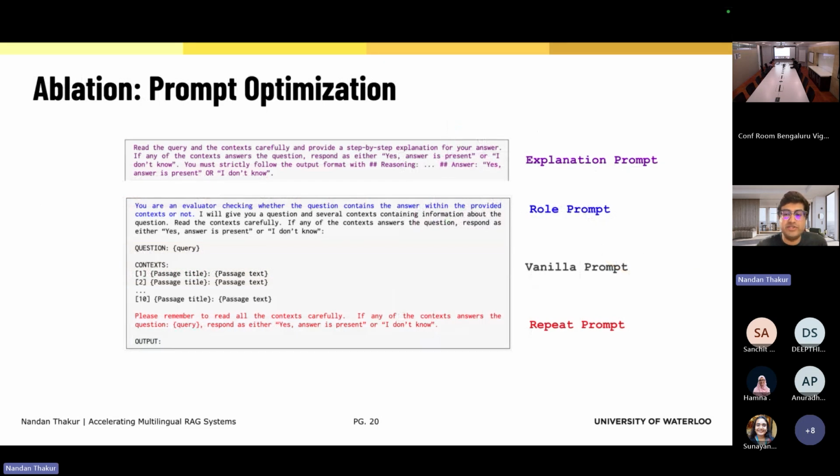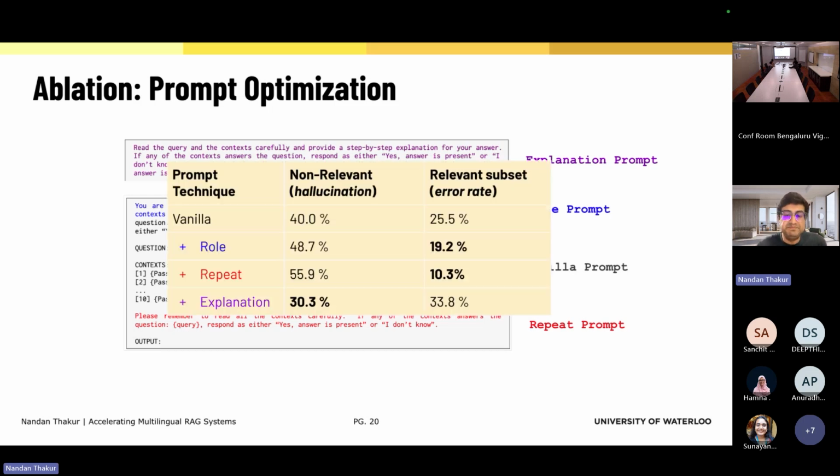We also did some prompt optimization, an ablation where we played around with different prompts. The one mentioned in black was our vanilla prompt. Since we included 10 different passages, our sequence length was really high, so we chose to do listwise without any exemplars in the prompt. Our vanilla prompt was 0-shot. We played around by repeating the instruction, providing some roles, or explaining the prompt. In terms of results, the explanation prompt reduced the hallucination rate on the non-relevant subset on average, whereas the role and repeat ones reduced the error rate on the relevant subsets. TLDR, prompt optimization led to mixed improvements across different models in NoMIRACL.